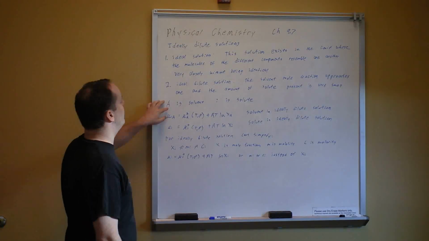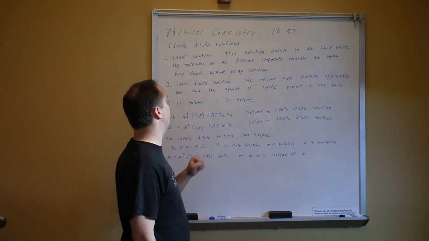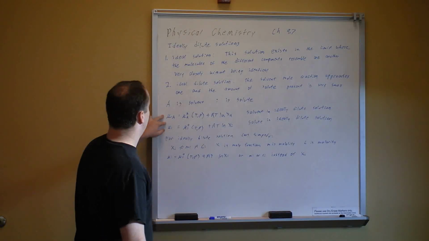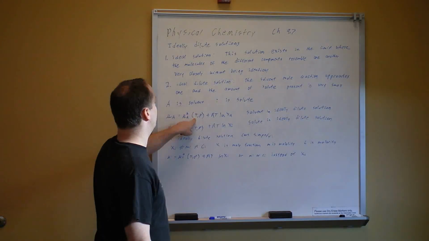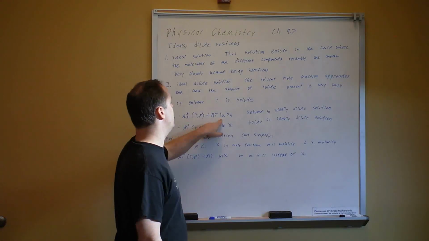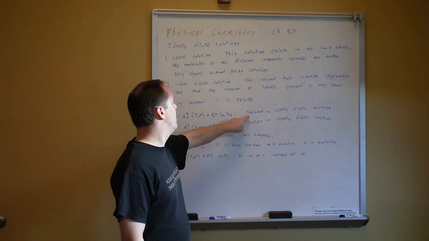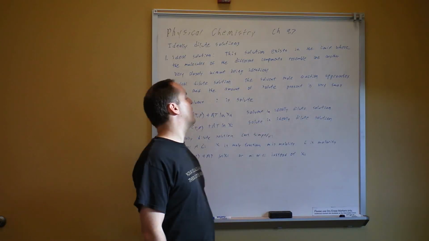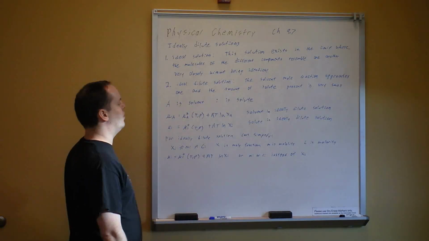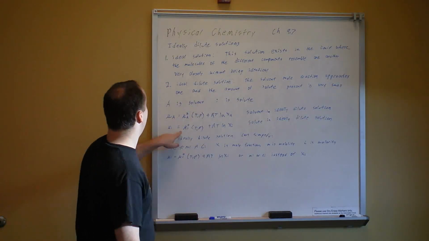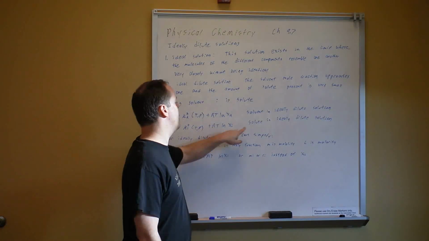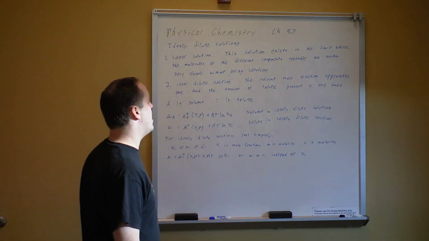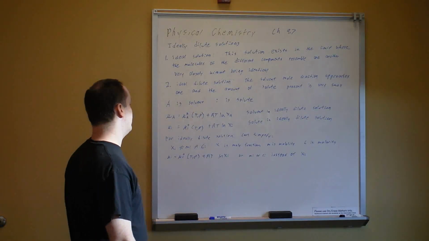Now remember, we're going to use capital A for solvent in this case, and lowercase I for our solute. So what these two are saying is that mu sub A equals mu A star at temperature and pressure plus RT natural log of mole fraction of A. This means that the solvent is an ideally dilute solution. And then mu I equals mu I naught at T and P plus RT natural log of XI. This means that the solute is in an ideally dilute solution.